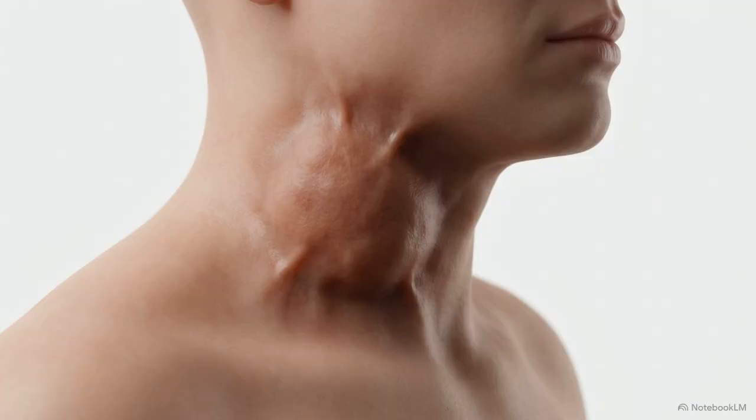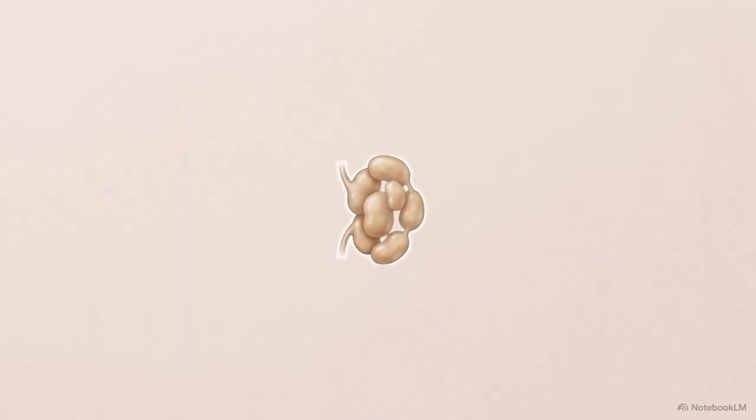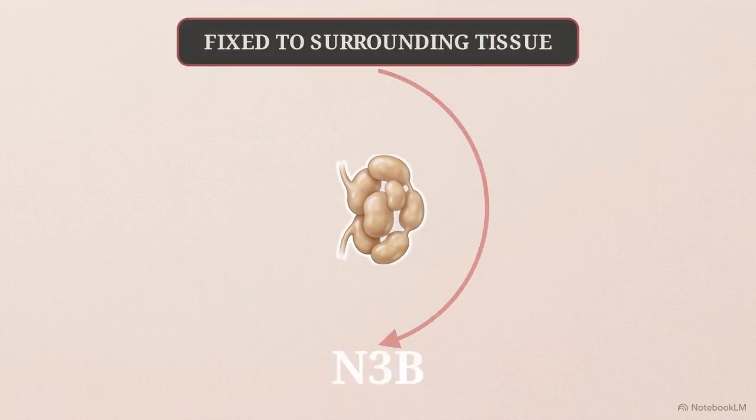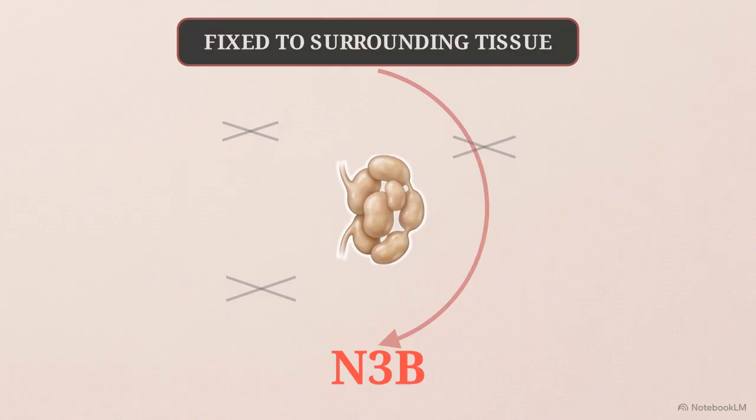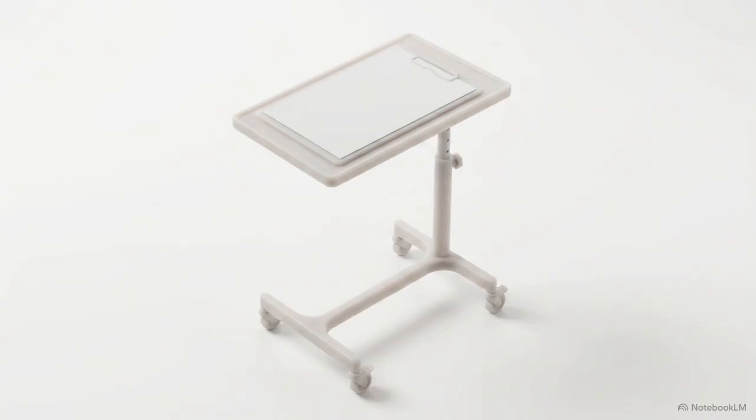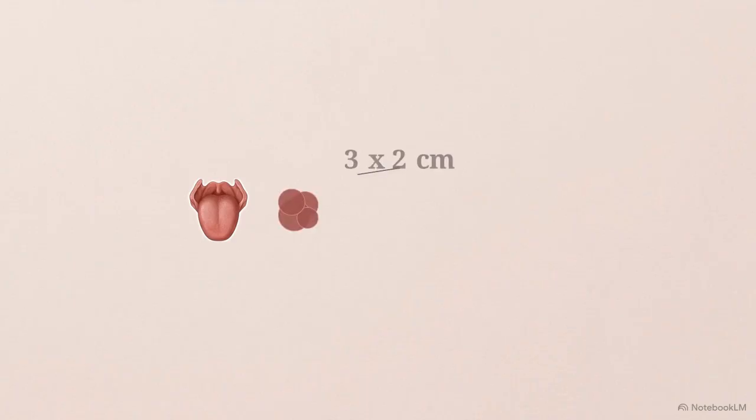Clinically, this manifests as a node that is hard, matted, or fixed to the overlying skin. When a node is stuck to surrounding tissue, it immediately upgrades the nodal stage to N3B, regardless of the node's actual size. Let's apply this calculus to a real scenario. A lateral tongue lesion measuring 3 by 2 centimeters is a T2.